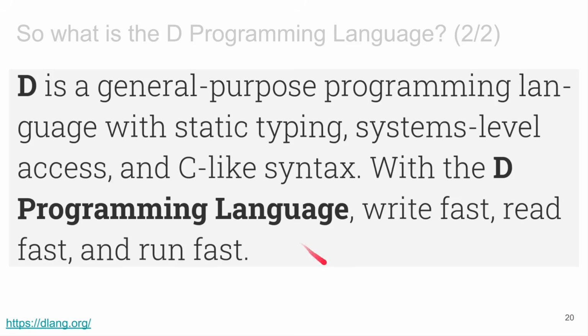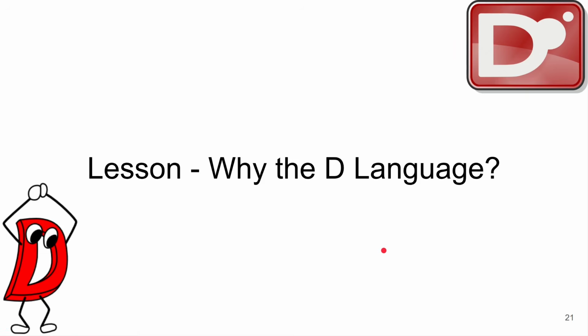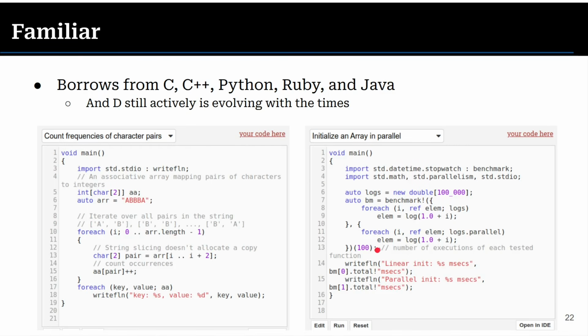Okay, so what is the D programming language? You got to see a preview of it, but it's a general purpose language. It's got C-like syntax. You're going to be familiar with it, and it's for writing fast code, reading fast code, and running fast code. Okay, so anyways, D borrows from a lot of different languages. You can see some of the different examples here. I'm willing to bet that you could read this code if you just stare at it for a moment or two. You would get the gist here.